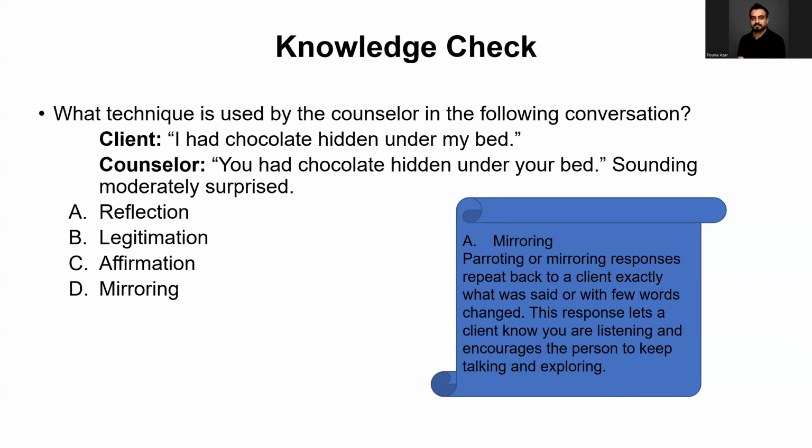So, what technique is used by the counselor in the following conversation? Client: I had chocolate hidden under my bed. And the counselor can say, you had chocolate hidden under your bed, sounding moderately surprised. So here we have reflection, legitimation, affirmation, or mirroring. So we are kind of mirroring our client here. So for example, client says, I had chocolate hidden under my bed, and we say, you had chocolate hidden under your bed. So we are mirroring our client's statement.